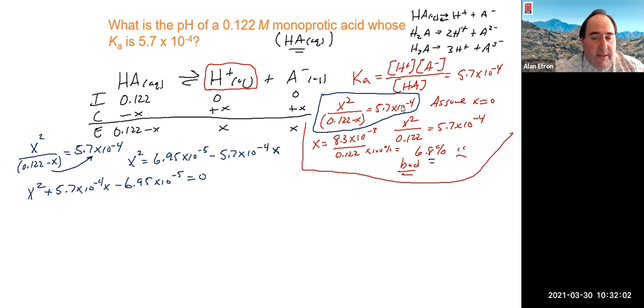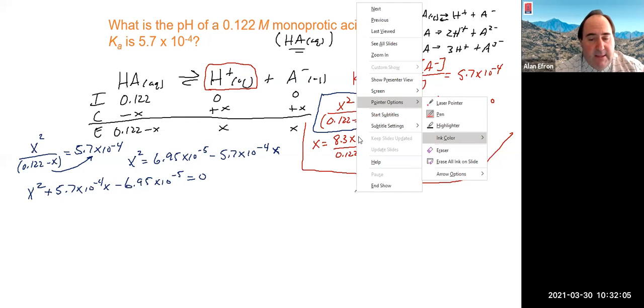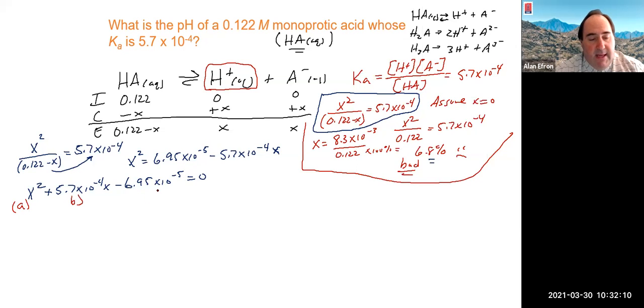That is going to be what we need for our quadratic, as this here would be A, this would be B, and this would be C in that particular case. Any questions on that so far? Quadratic, like we've done before, is minus B plus or minus the square root of B squared minus 4AC, divided by 2A. Kind of putting some numbers in, that takes us to minus 5.7 times 10 to the minus 4.